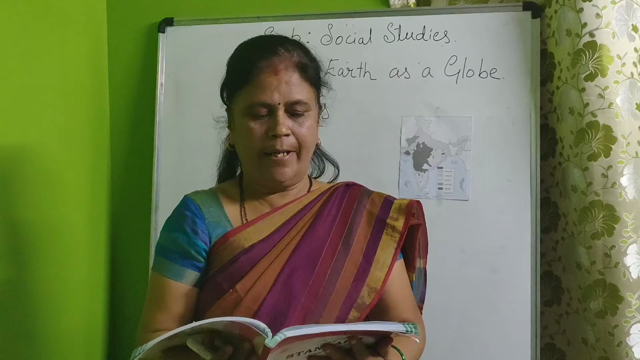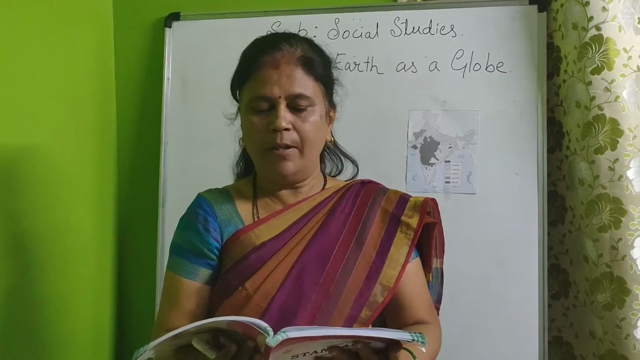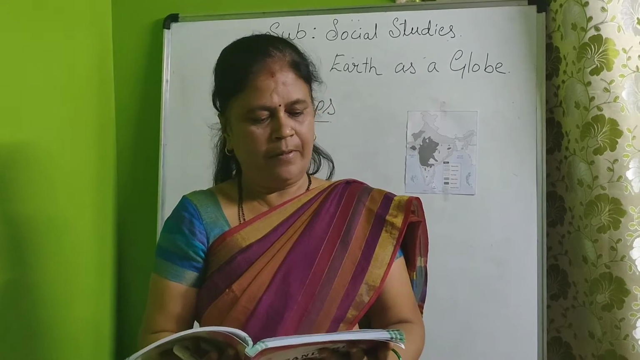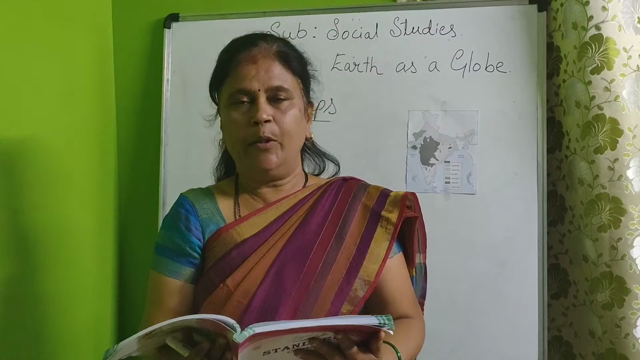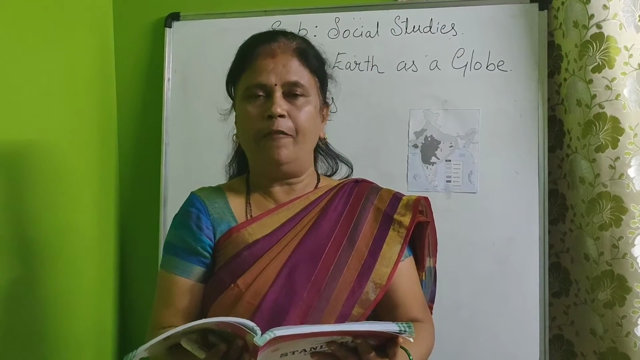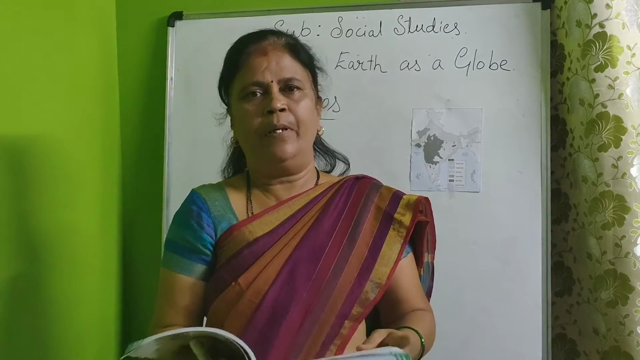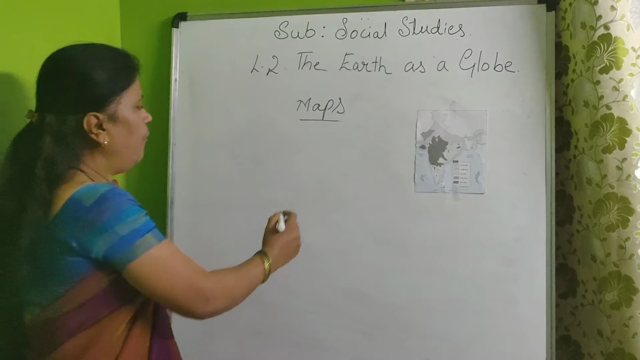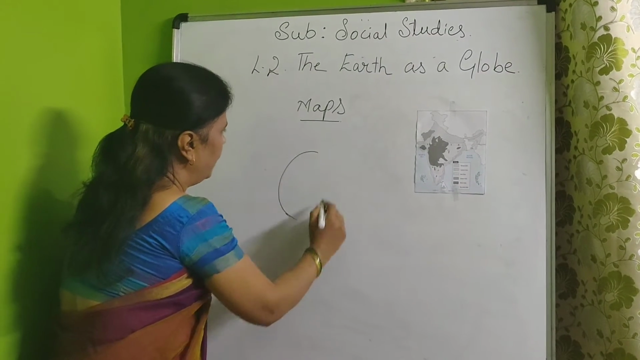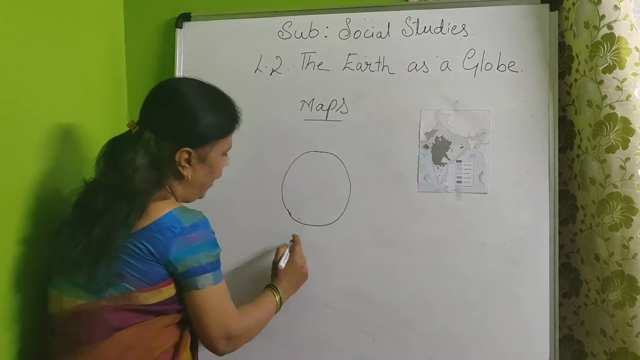The globe has a curved surface and so we cannot find all the parts at a glance. In order to overcome such difficulty, the globe is represented on a flat surface, which is called a map. Children, look here. As we all know, our earth is round in shape, that is spherical in shape. This is our earth.